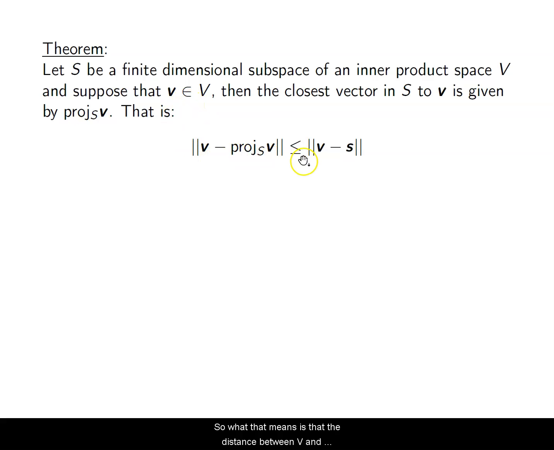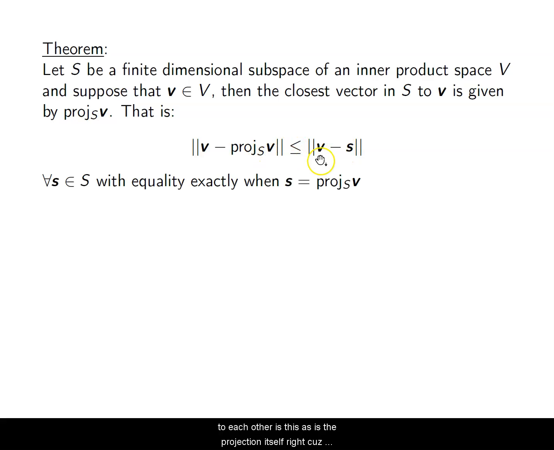So what that means is that the distance between V and the projection of V onto S is always less than or equal to the distance between V and S. Here S is any vector in the subspace S, and the only time that this is actually equal is if S is the projection itself, right? Because obviously if S is equal to the projection of V onto S, then these two things are the same and it is equivalent, okay?